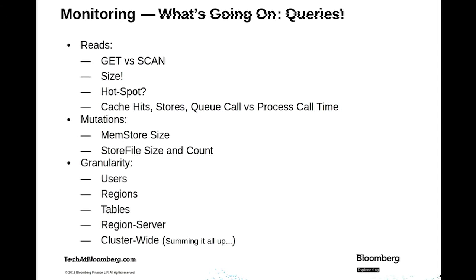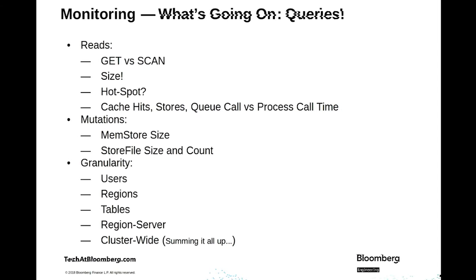Sometimes it reads. You've got your queue call time. So how long did you wait in the queue for HBase to service your read versus the processing call time? Now, if you've got very complex coprocessors, your process call time might be somewhat fuzzy from that. But most people are just using vanilla HBase with Phoenix. It's very interesting if you start to see your process call time grow and your queue call time not.